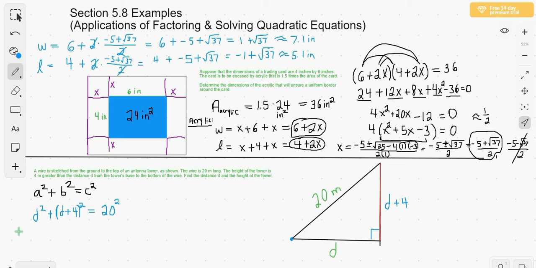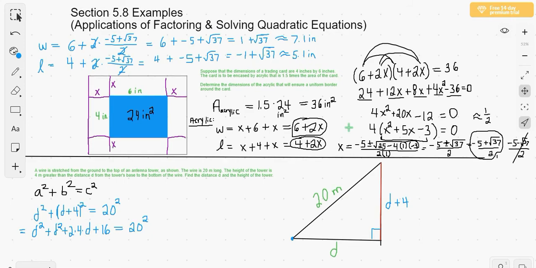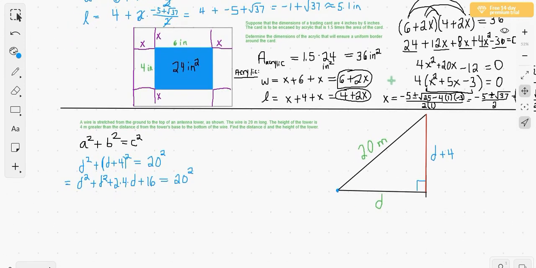Well, let's use a little bit of what we know about simplifying binomials squared. We get d squared, plus 2 times 4 times d, plus 4 squared, which is 16. And then that equals 20 squared. So I'm going to take this and just pan it down since we don't need the stuff above anymore.